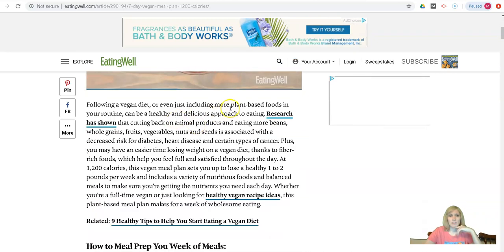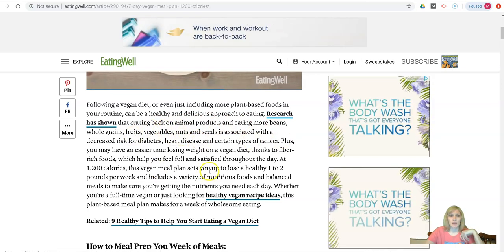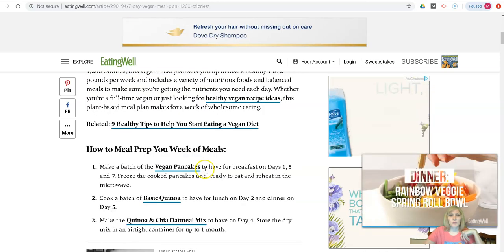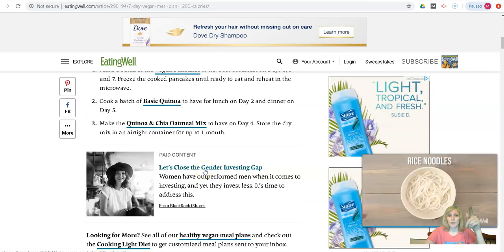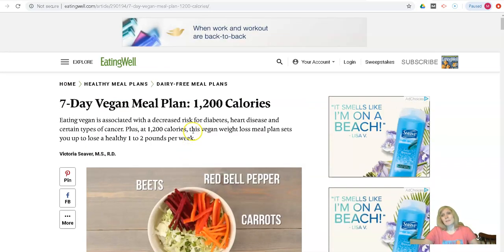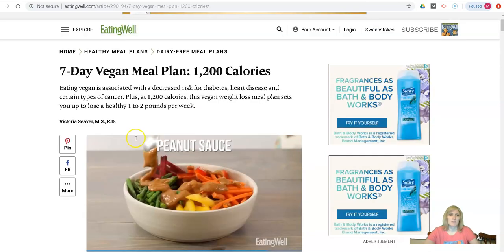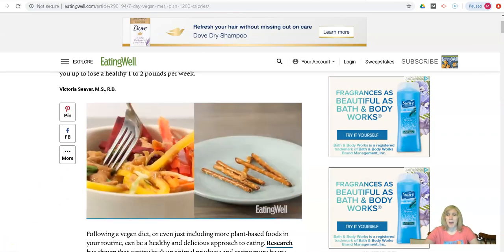Following a vegan diet or even just including more plant foods in your routine can be a healthy and delicious approach to eating. Research has shown, there you go, there's your authority, that cutting back on animal products includes eating more beans, blah, blah, blah. Not super great. It gives you what you want right away, and that's why it's pretty good. So I'm actually going to stop right there because I don't feel like analyzing any more of them.